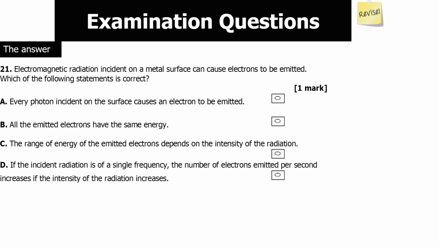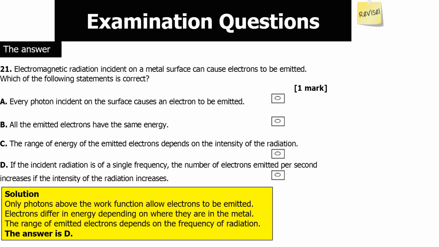Right, so for this first one, the answer is D, because only photons above the work function allow electrons to be emitted from the surface. Now, electrons differ in the energy depending on where they are in the metal, and the range of emitted electrons depends on the frequency of the radiation. So the only correct statement is D.